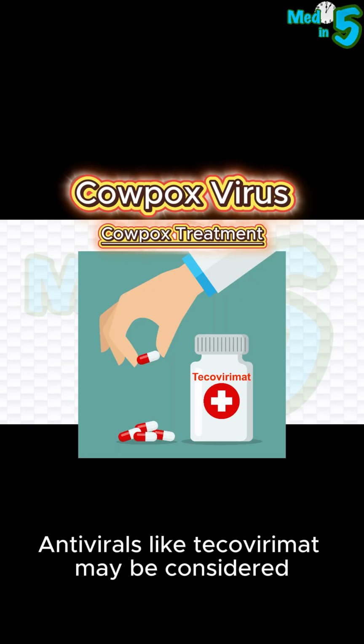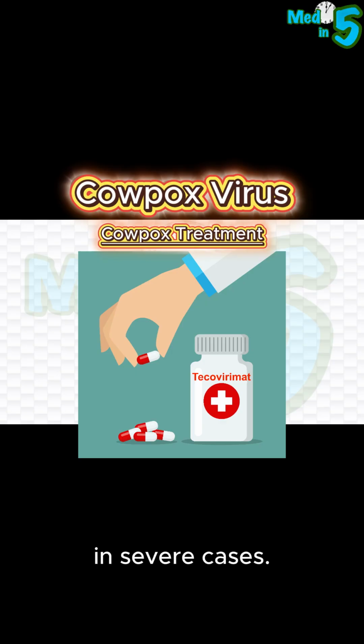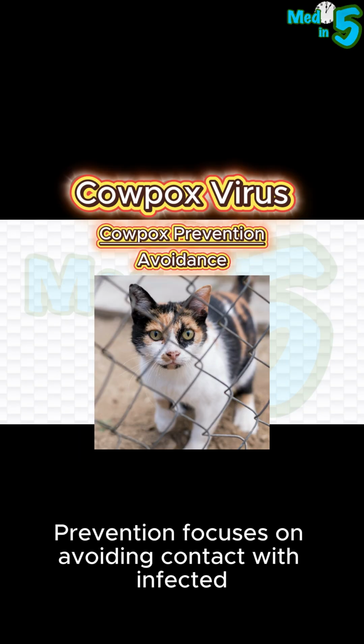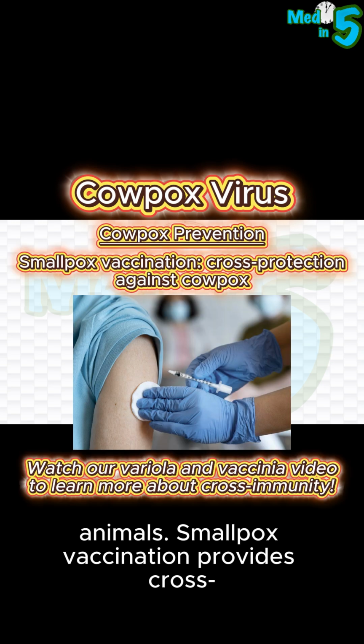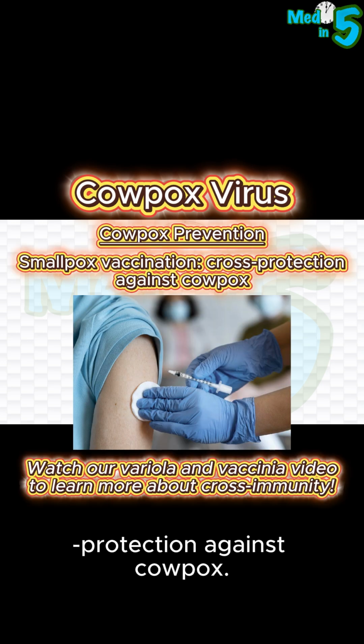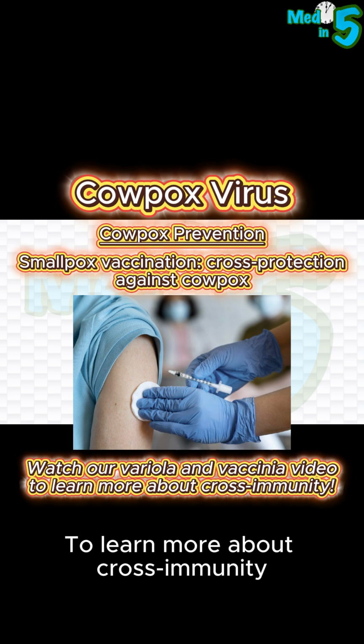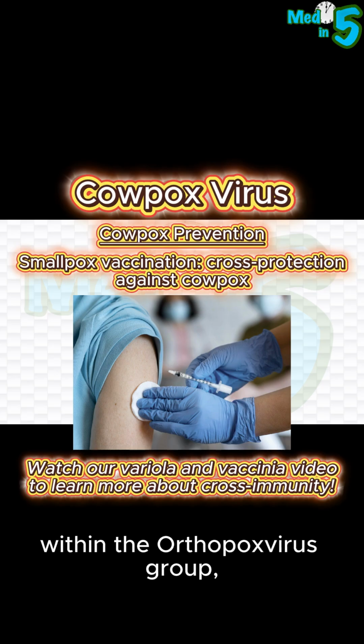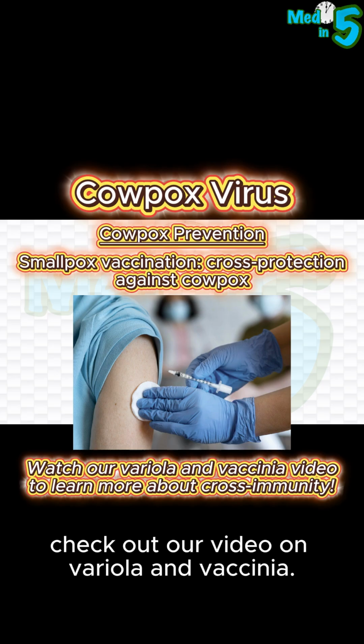Antivirals like tecovirimat may be considered in severe cases. Prevention focuses on avoiding contact with infected animals. Smallpox vaccination provides cross-protection against cowpox. To learn more about cross-immunity within the Orthopoxvirus group, check out our video on variola and vaccinia.